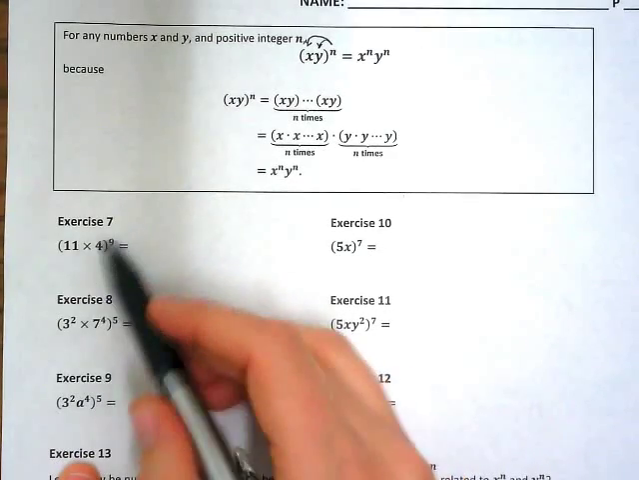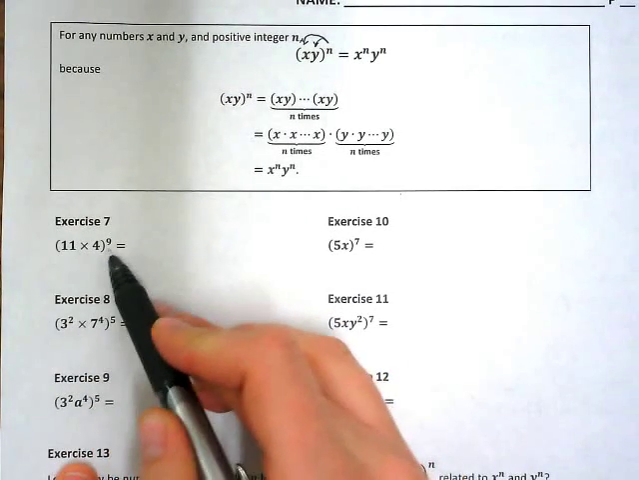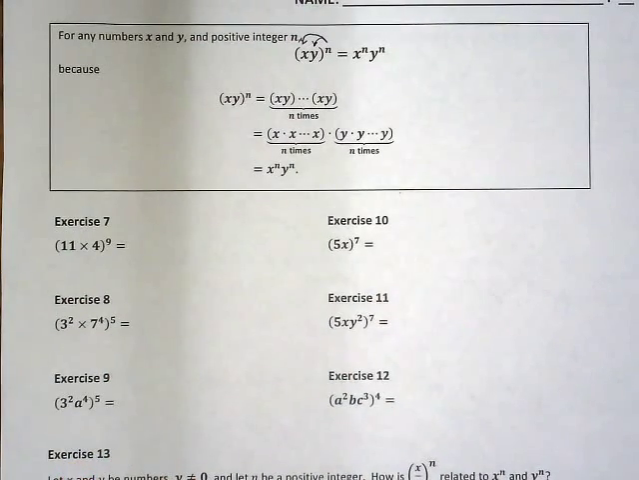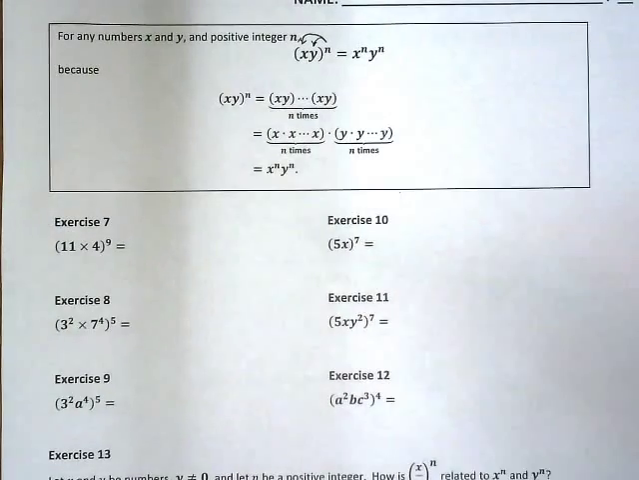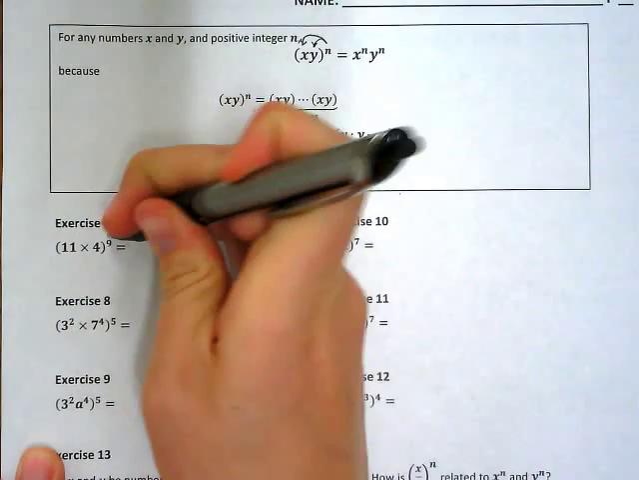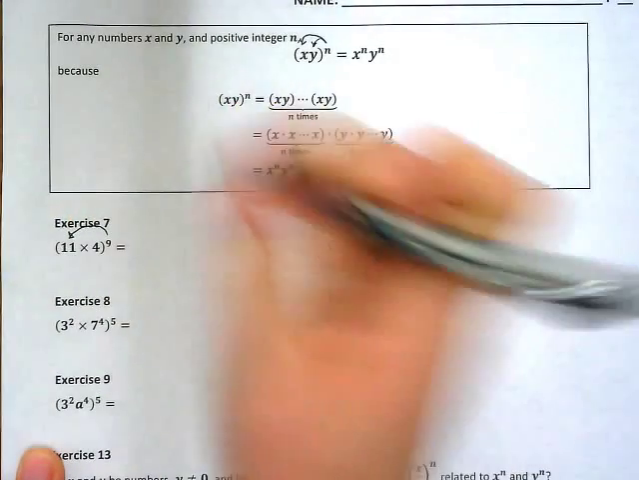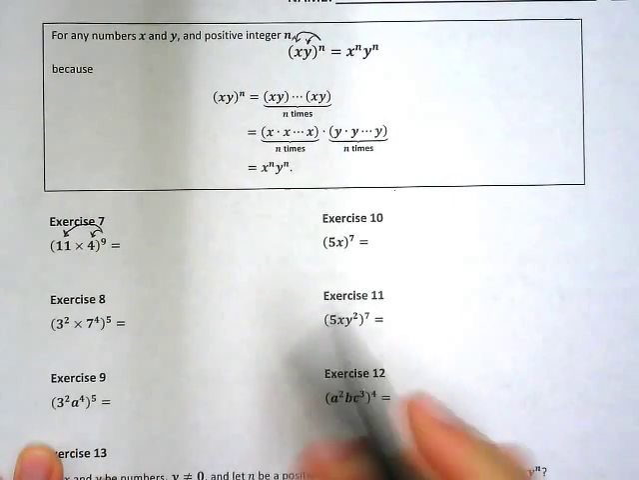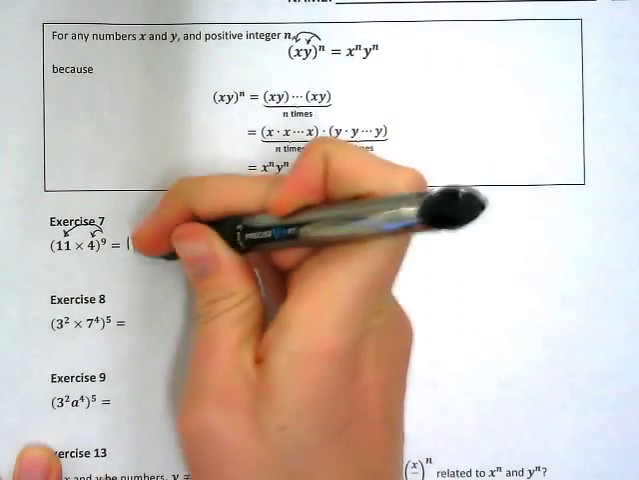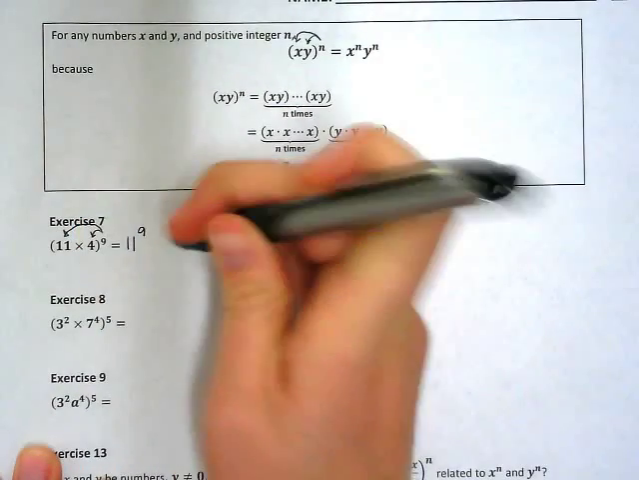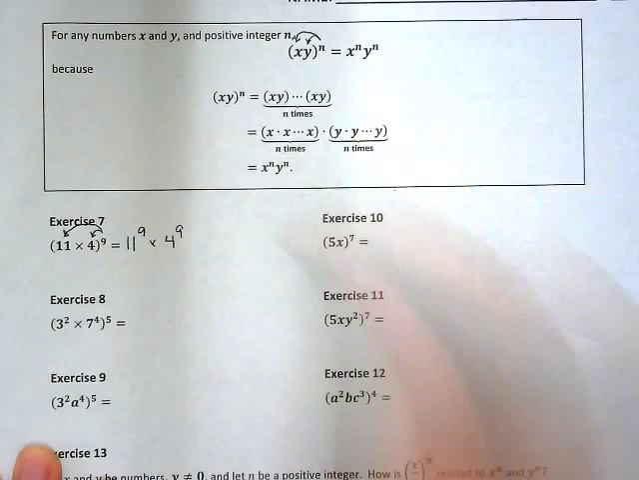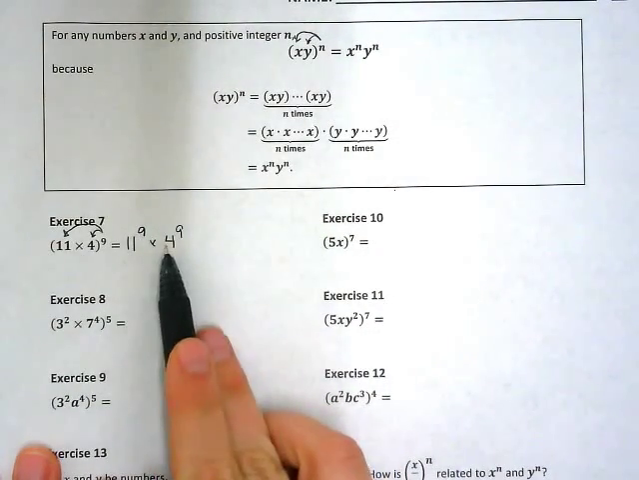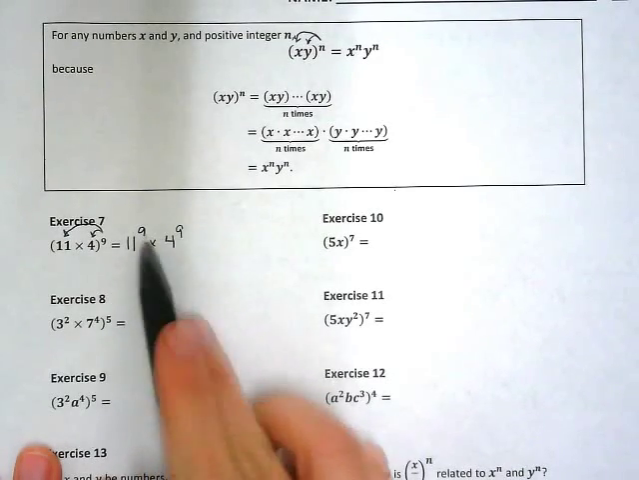Here in exercise 7, we have 11 times 4 to the 9th power. Of course, we could solve what's in the parentheses first and write 44 to the 9th power, but for purposes of practicing this law, we're not going to do that. We're going to apply, or distribute, if you remember the distributive property from last year, this exponent to both things inside of my parentheses. So that's going to be 11 to the 9th times 4 to the 9th. And I know I can't simplify this anymore because 11 and 4 are different bases, so I could not add these two exponents together.